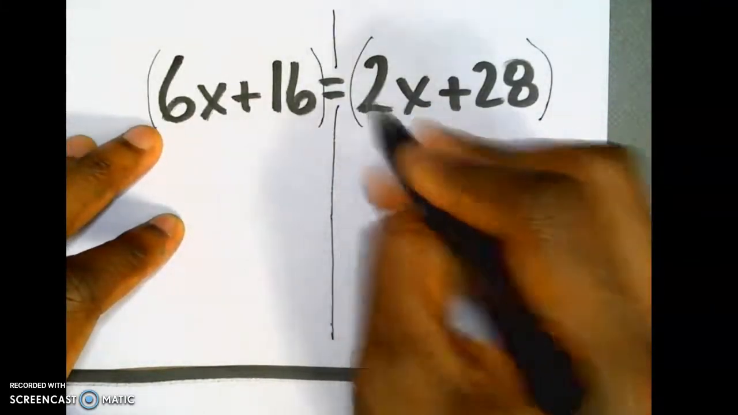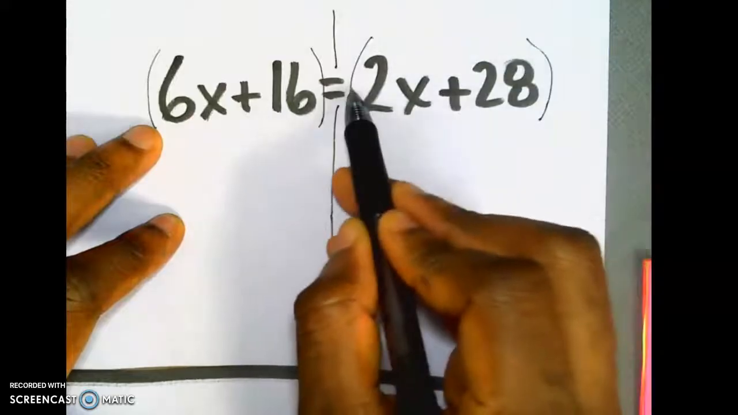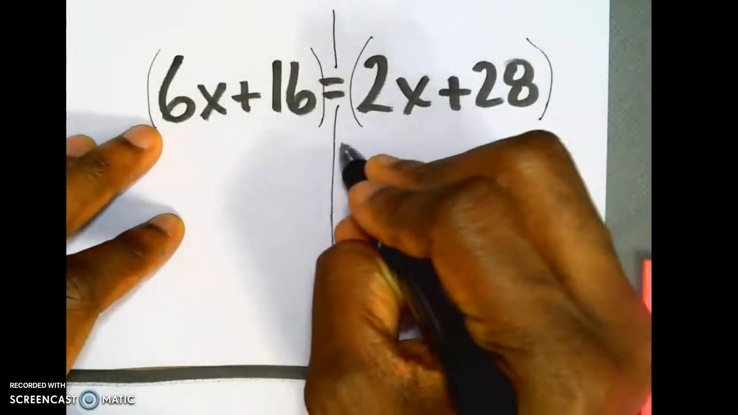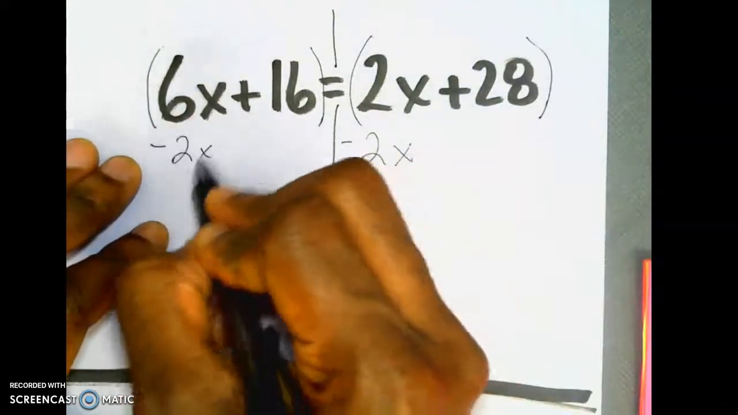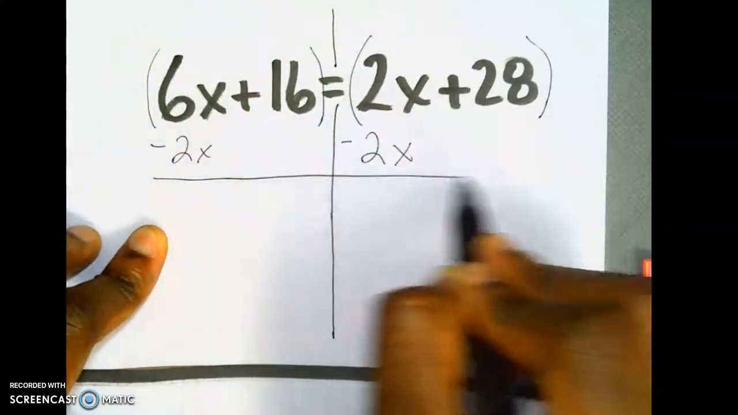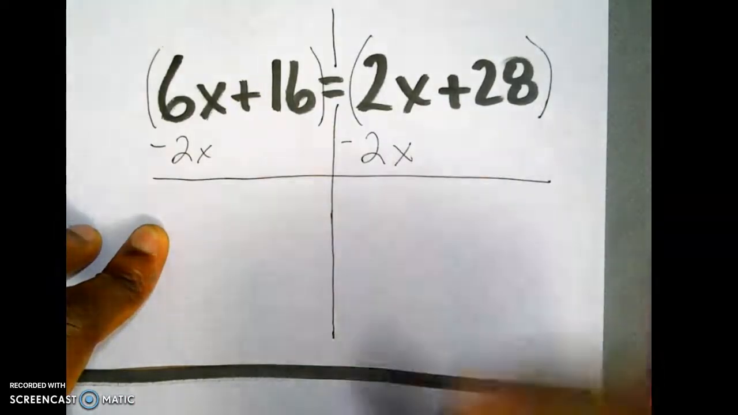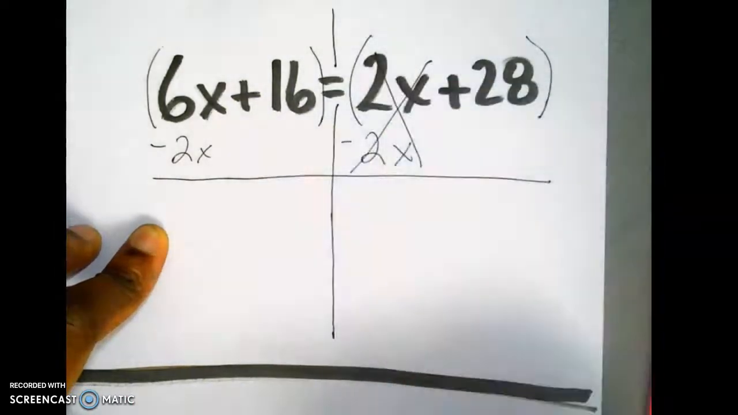So I know that this is a positive symbol. Again, unless it says negative, we assume that it is positive. So in order to create 0 pairs there, or to cancel that out, I'm going to add negative 2x to both sides. Okay, draw myself a line. This becomes a 0 pair.